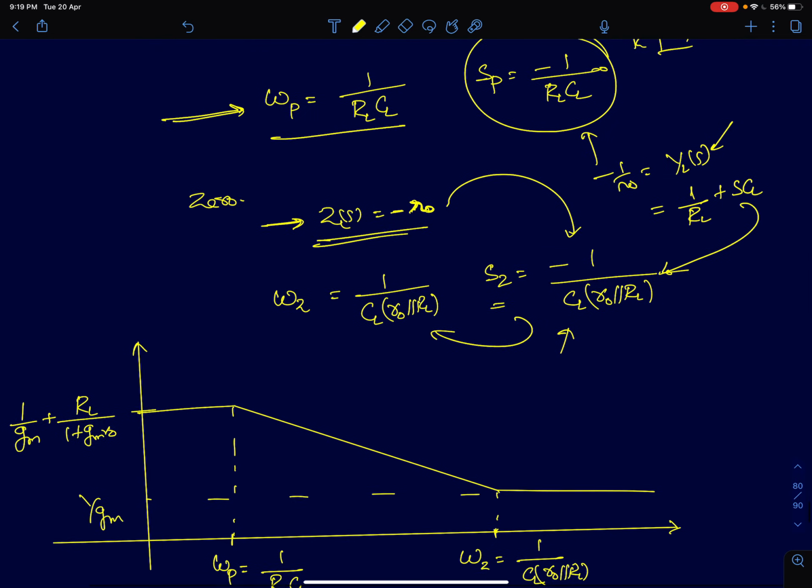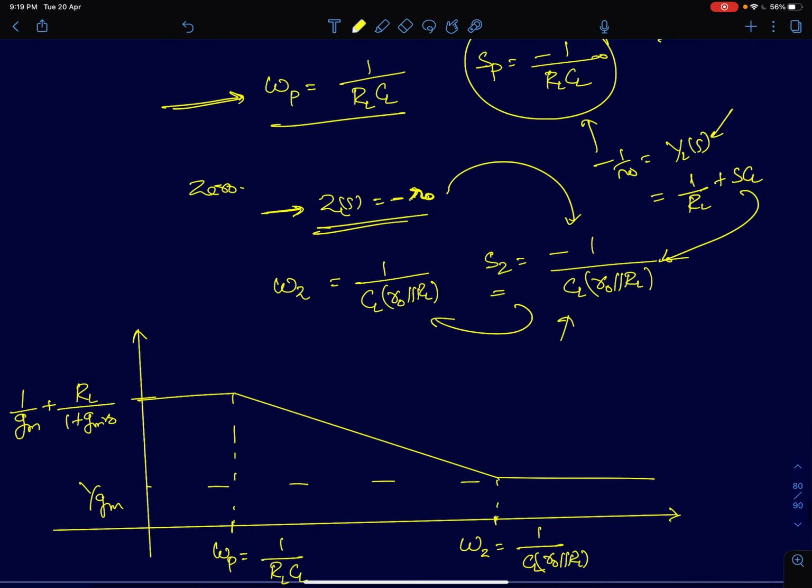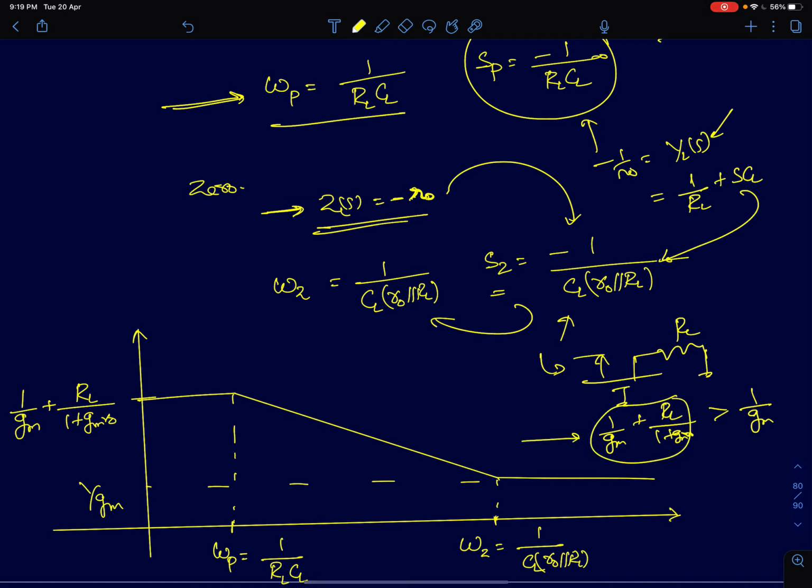Before we plot the frequency response, we should see that the input resistance with a finite load resistance will be 1 by GM plus some value, RL by 1 plus GM R naught, which is always going to be greater than 1 by GM. So the value at DC, when the capacitance is open circuit, the input impedance will be 1 by GM plus RL by 1 plus GM R naught. I have ignored R naught here. This is definitely greater than 1 by GM.